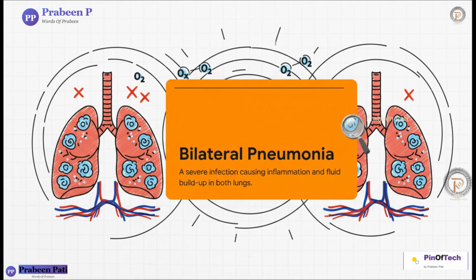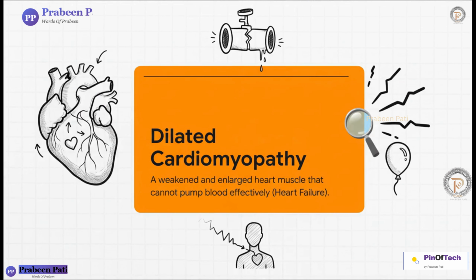Second on the list is bilateral pneumonia. And the key word here is bilateral. That means the infection wasn't just in one lung, it was in both. This was a really severe infection, and it would have made it incredibly difficult for the body to get the oxygen it desperately needed. And that third pillar was dilated cardiomyopathy, which really is just a form of heart failure.